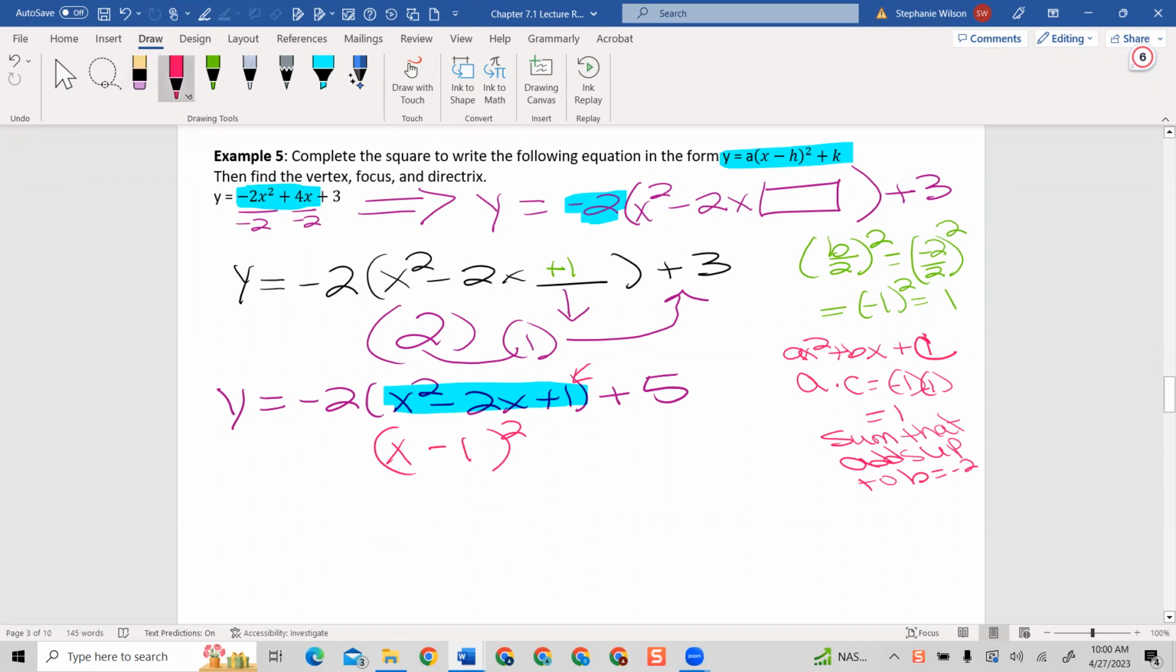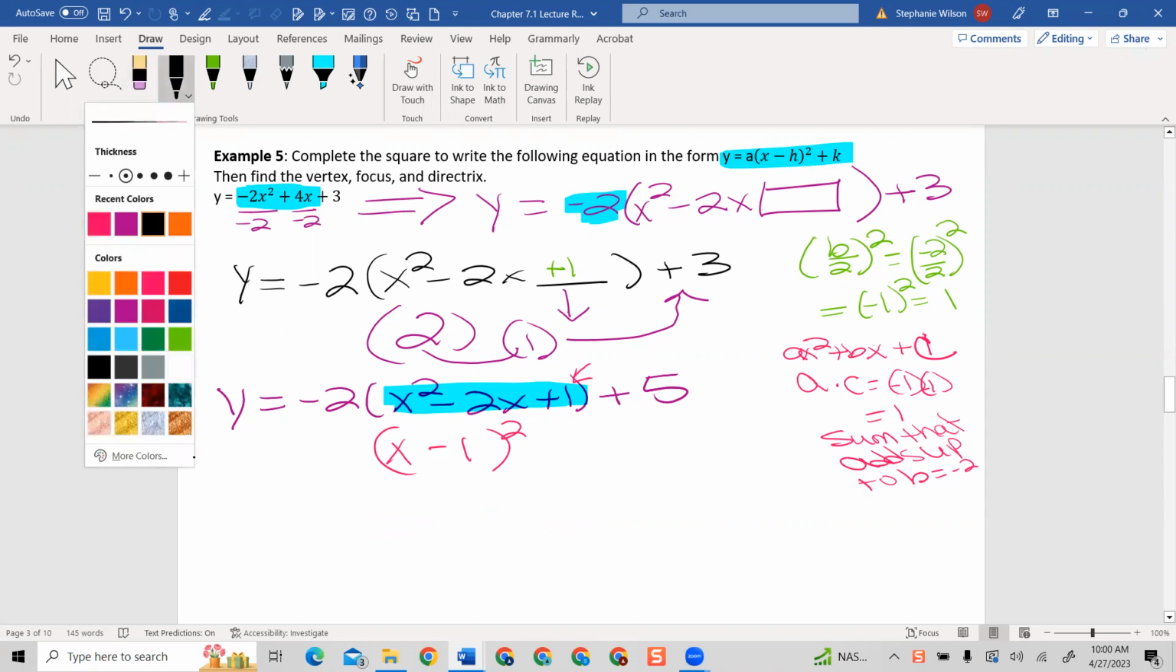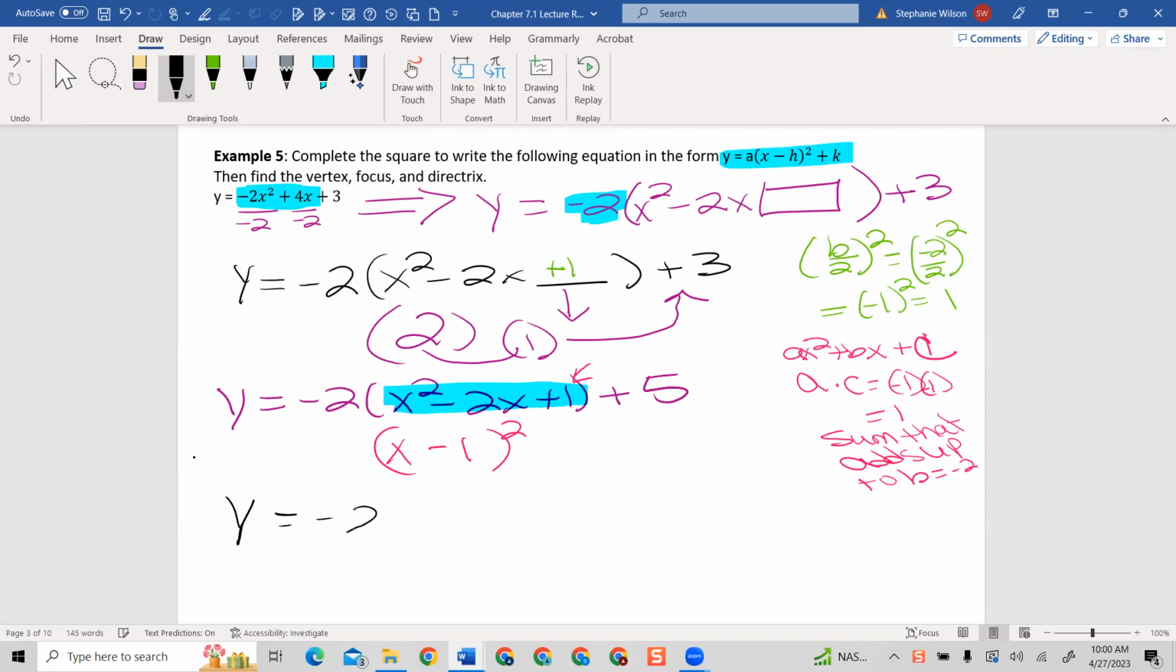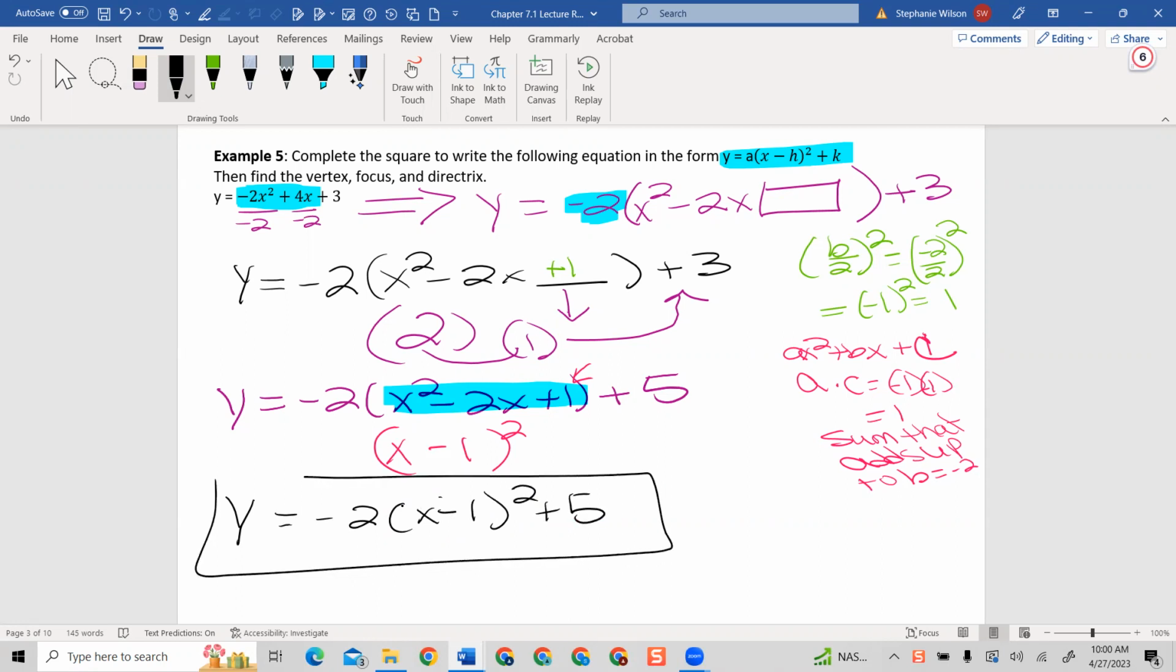Okay, so now let's finish this up. I want to write this. And we have our function in that formula form. And that is all that it asks for, I believe. Find the vertex, the focus, and the directrix. Okay, we're almost done then.